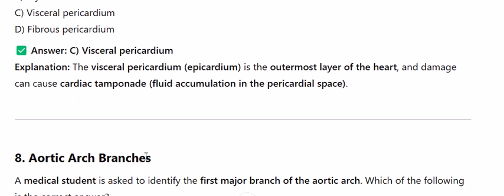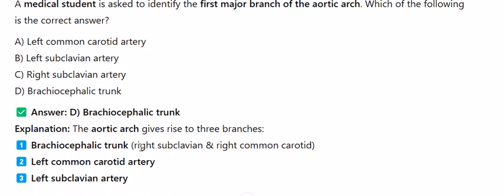8. Aortic arch branches. A medical student is asked to identify the first major branch of the aortic arch. Which of the following is the correct answer? A. Left common carotid artery. B. Left subclavian artery. C. Right subclavian artery. D. Brachiocephalic trunk. Answer, brachiocephalic trunk. Explanation. The aortic arch gives rise to 3 branches. 1. Brachiocephalic trunk, right subclavian and right common carotid. 2. Left common carotid artery. 3. Left subclavian artery.